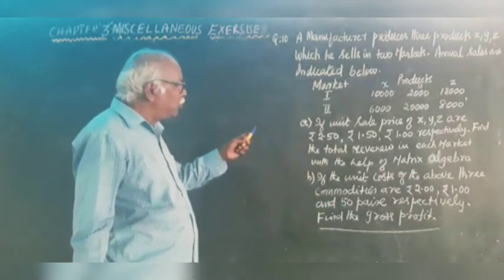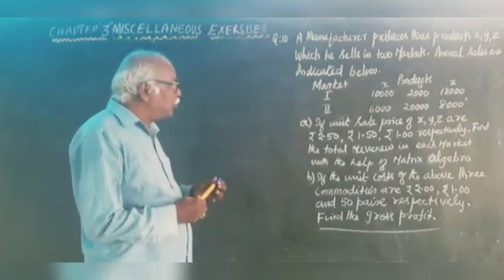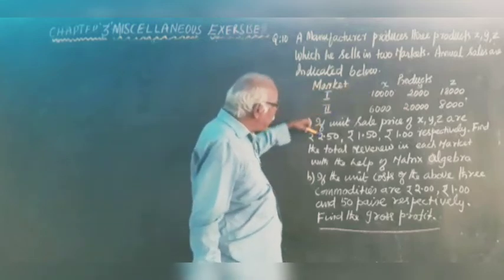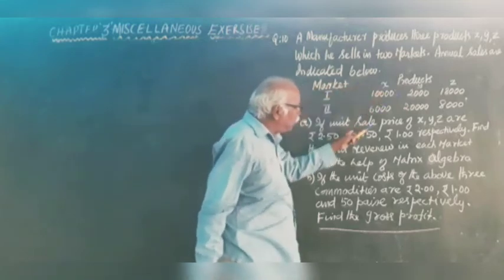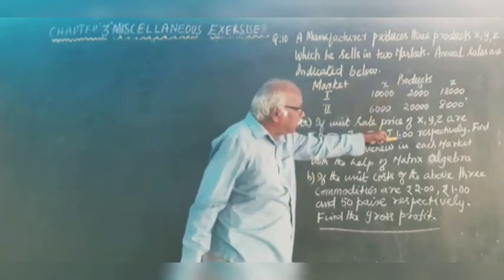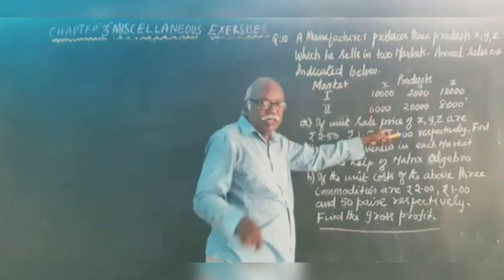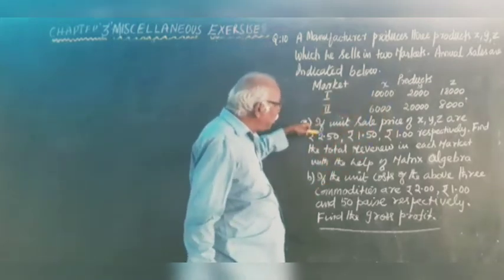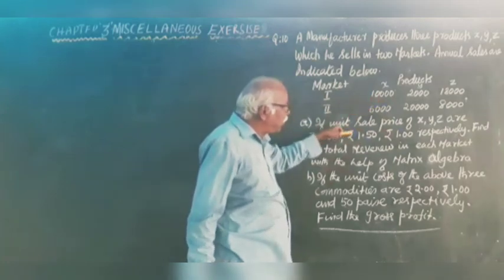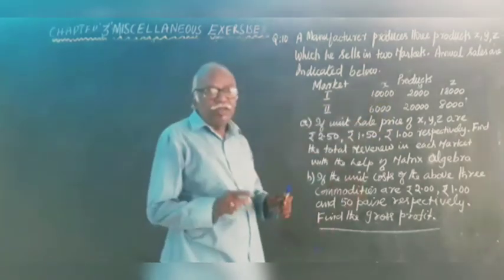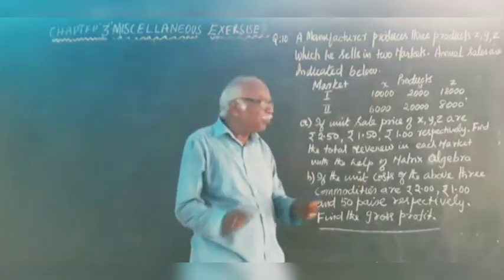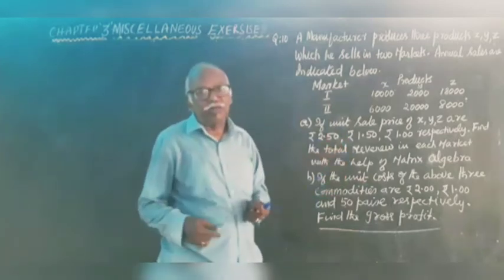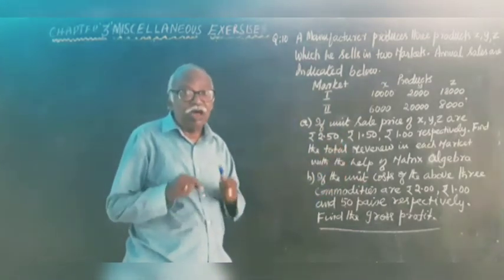How to find? The total revenue of the first market is found by 10,000 into 2.50 plus 2,000 into 1.50 plus 80,000 into 1 rupee. That is the total revenue of the first market. To find the total revenue of the second market, 6,000 into 2.50 plus 20,000 into 1.50 plus 8,000 into 1 rupee. If you add both, the revenue of market 1 and market 2, that's the total revenue. Then how to find the total cost?